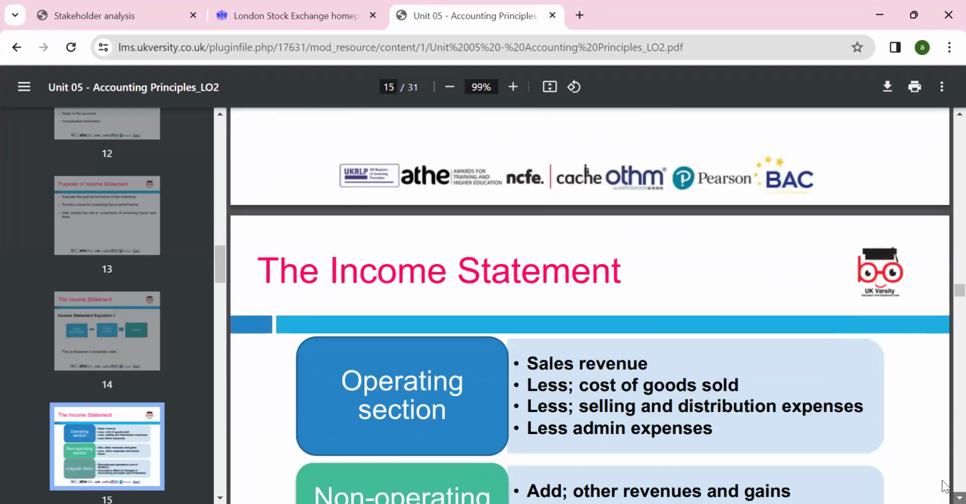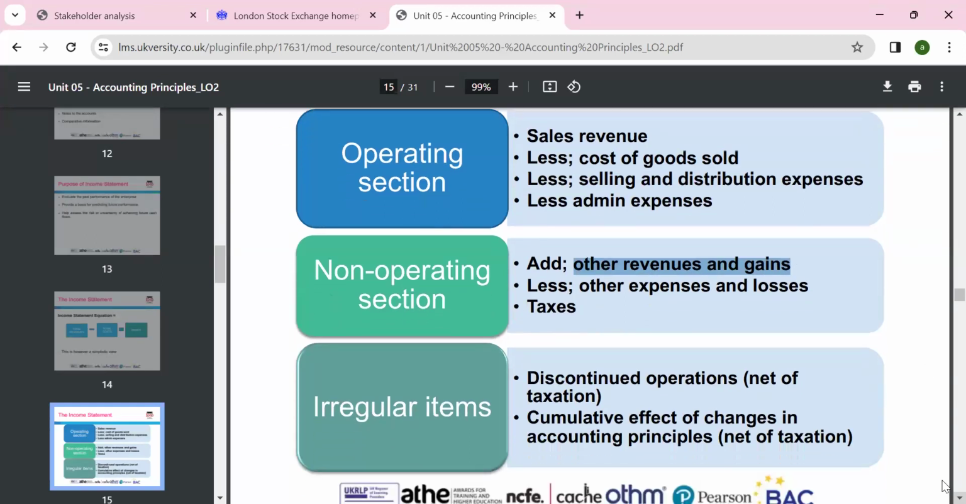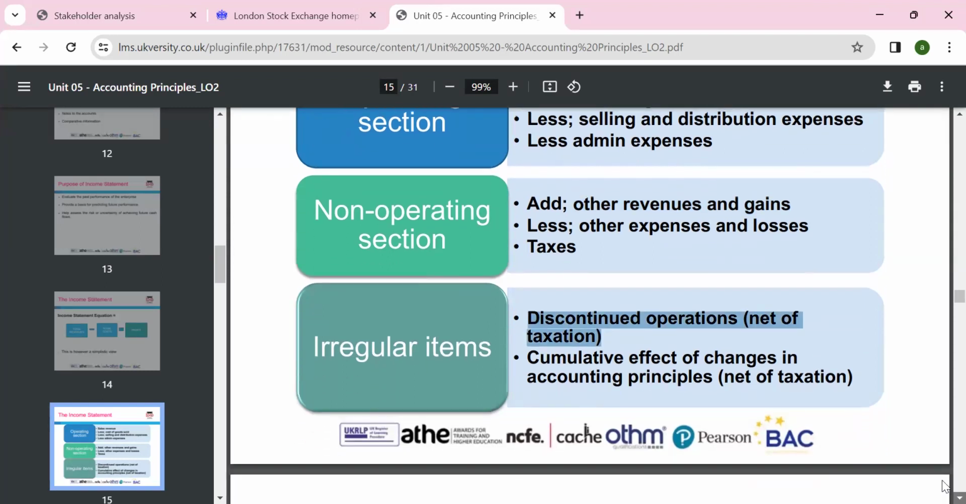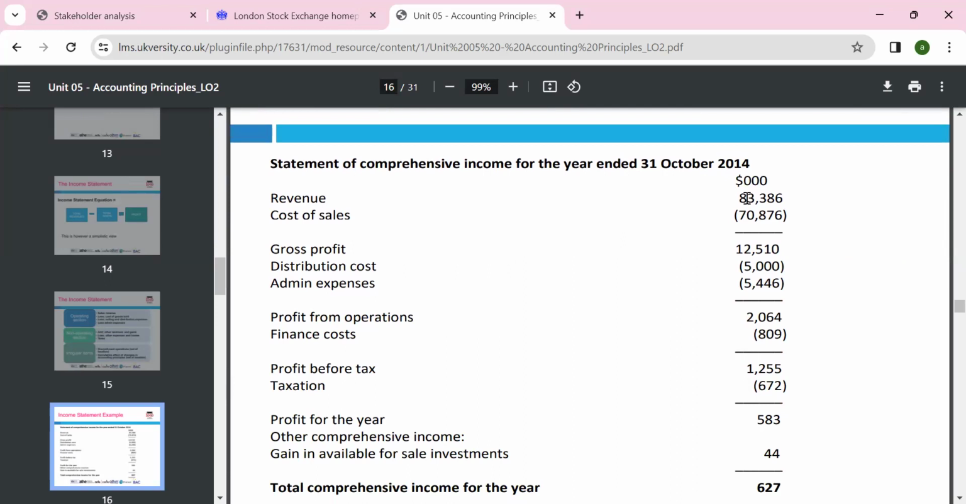However, the simplest form of income statement has an operating section: sales revenue less cost of sales, other selling and distribution and admin expenses. Non-operating items can be gains and other income, like maybe income coming from a property business. We can include irregular items, where some operations we can close and some operations carry on running, and we can show the tax effect on these. Here is the income statement: revenue, how much worth of sales, how much it cost us to buy, or manufacture ourselves, and the gross profit, the difference between the sale price and the cost of purchase.